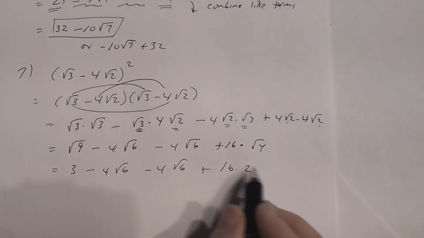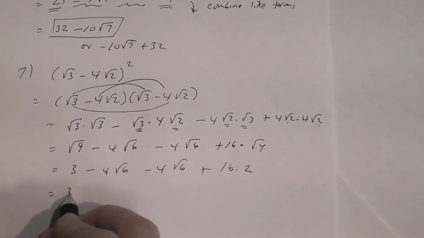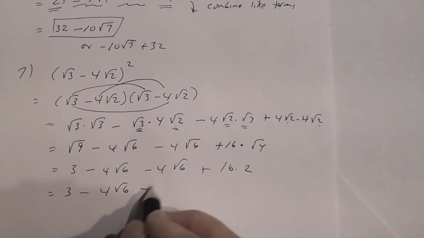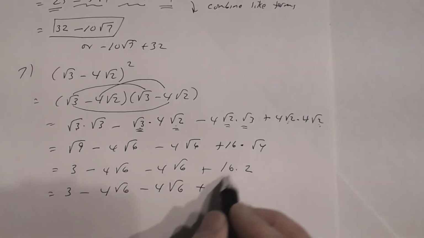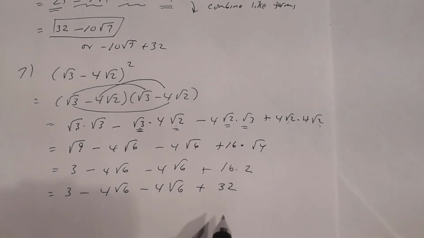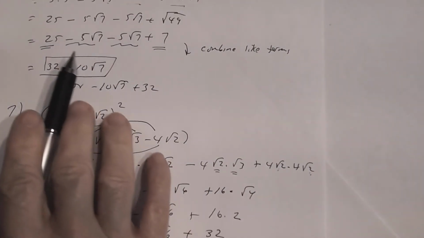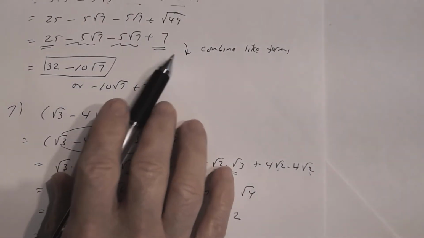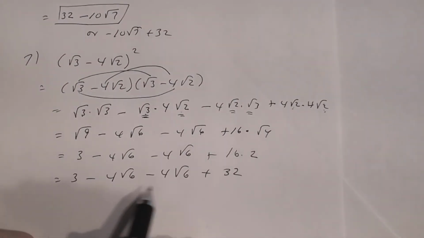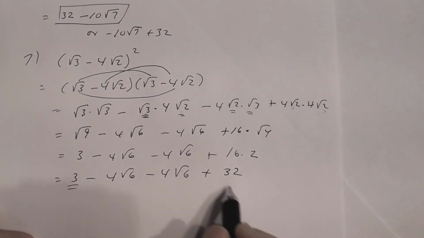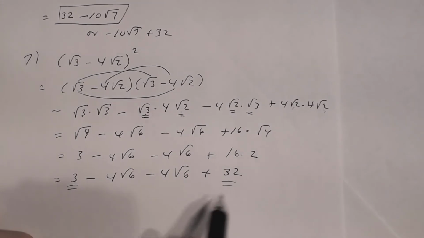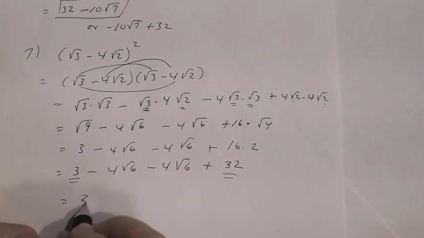All right, so let's see what I have. So I know I can work with this. So I'm going to have 3 minus 4 square root of 6 minus 4 square root of 6 plus, and then 16 times 2 is 32. Okay, now just like we did over here, we're going to combine like terms. So I have these 4 terms here. I know that these are alike, right? Because 3 plus 32 is 35.